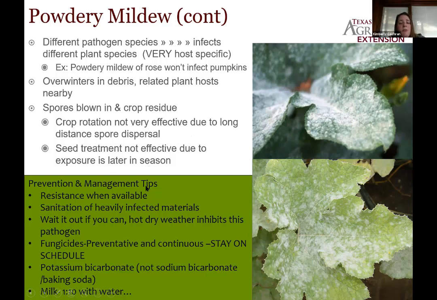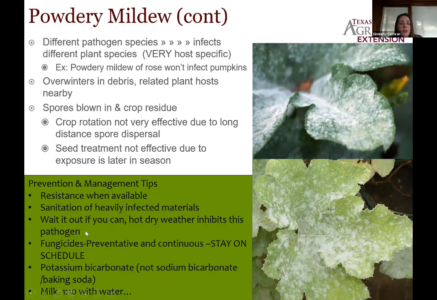So, prevention and management tips. Resistance, when available, is a great way to prevent a problem. This is something I come across a lot in crepe myrtle, probably the most common problem on crepe myrtle, but there are a lot of really great resistant varieties. Sanitation of heavily infected materials: remove those and dispose of them. You can also try to wait it out if you can. Hot, dry weather inhibits this pathogen. That's part of the disease triangle. The environment becomes unfavorable, so we stop having an epidemic event.